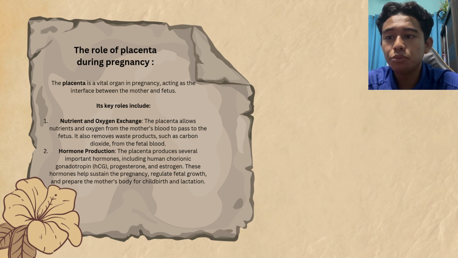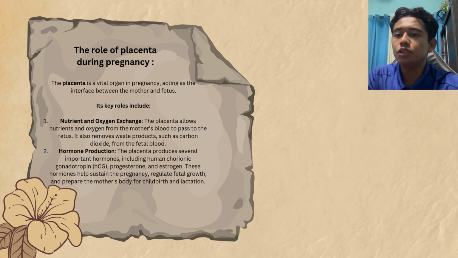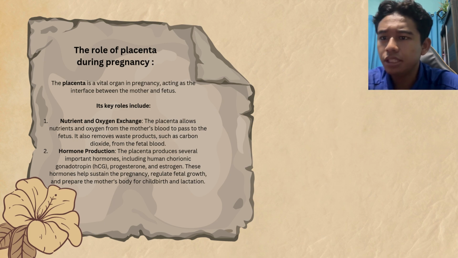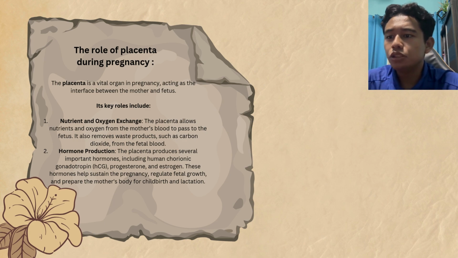Number 2, hormone production. The placenta produces several important hormones including human chorionic gonadotrophin, progesterone, and estrogen. These hormones help sustain the pregnancy, regulate fetal growth, and prepare the mother's body for childbirth and lactation.